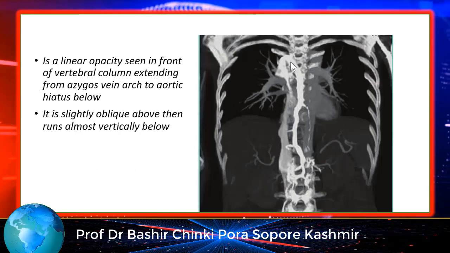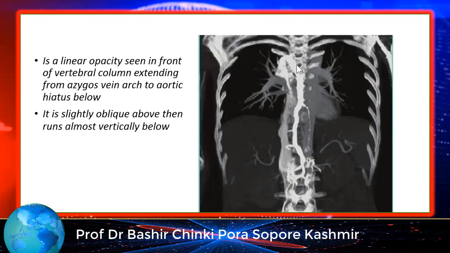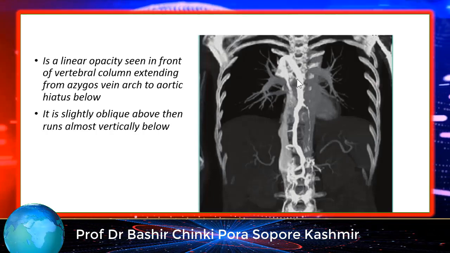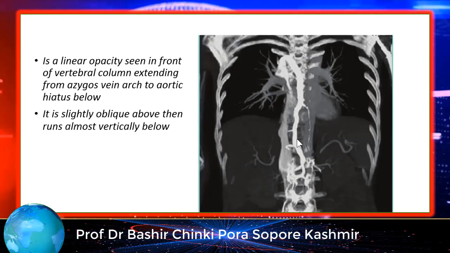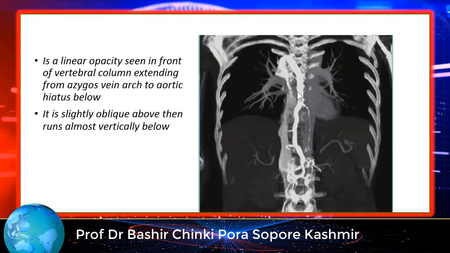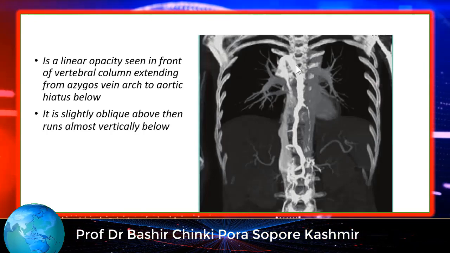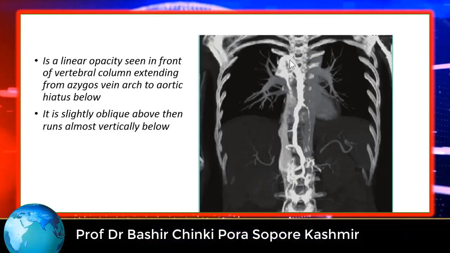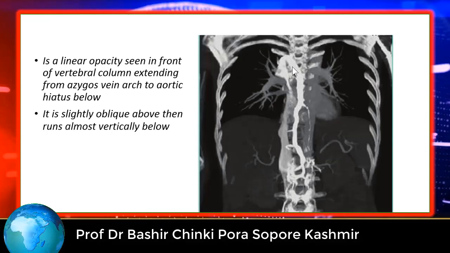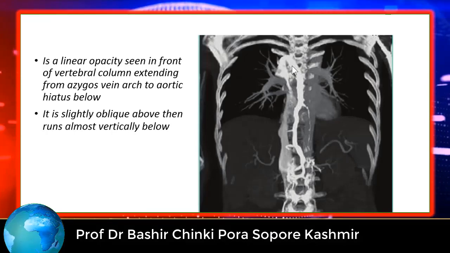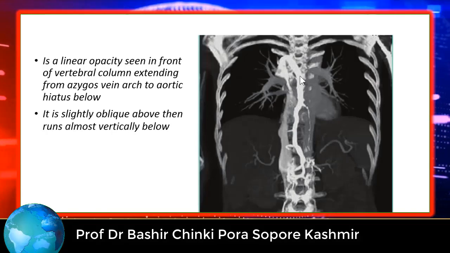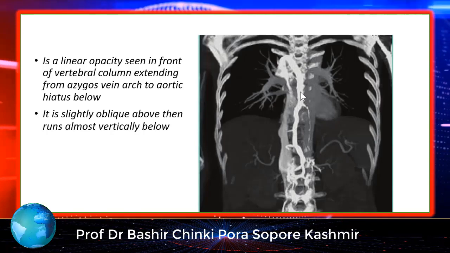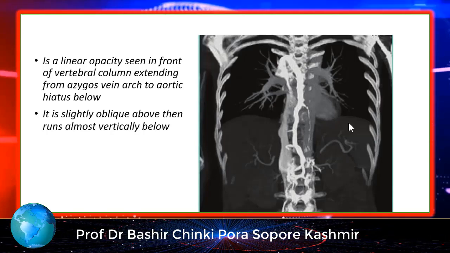Now if you see here, this is the contrast film in which you see the azygos vein. So this is the azygos vein in front of vertebral column. As I said, it extends from the azygos vein arch. So this is azygos vein arch, and it is slightly obliquely above. You can see it, and then it runs vertically downwards over and in front of vertebral column. I think it is clear now.